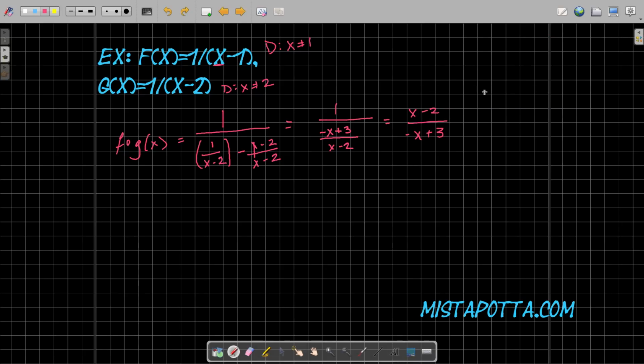Now what you notice is that my domain can't include 1 and it can't include 2, but now I've actually introduced something new here. I actually run into this problem where my denominator can't be 0. I'm not allowed to divide by 0. So that means all of a sudden x equals 3 is also not in my domain, even though it wasn't a restriction of our original two functions. And so that's something you need to be aware of. When we're doing a composition of functions, we can introduce other domain restrictions, even though our original function didn't have a domain restriction at that point.